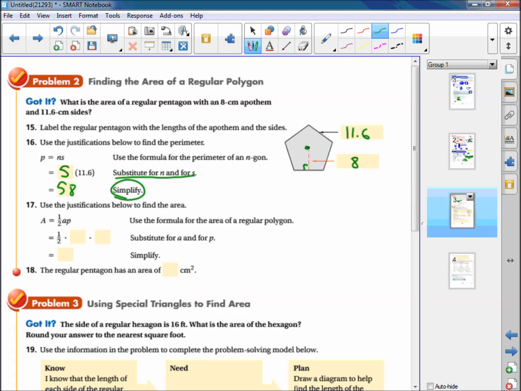Remember, our area is 1/2 times the apothem times the perimeter. We knew our apothem already, it was 8. We know our perimeter now, it's 58. So half of 8 is 4, and 4 times 58 will give us 232. So our answer here is 232 centimeters squared. This is just use the formula, substitute in for the apothem and the perimeter, and then simplify.